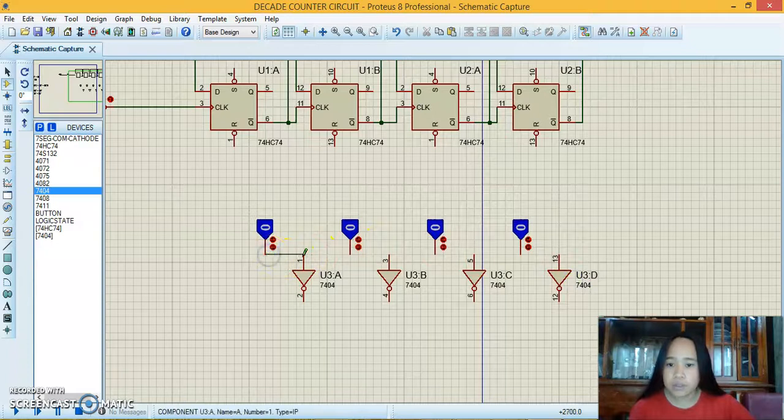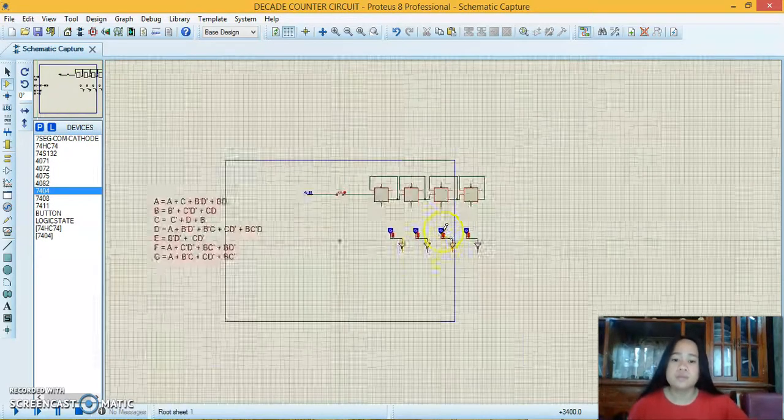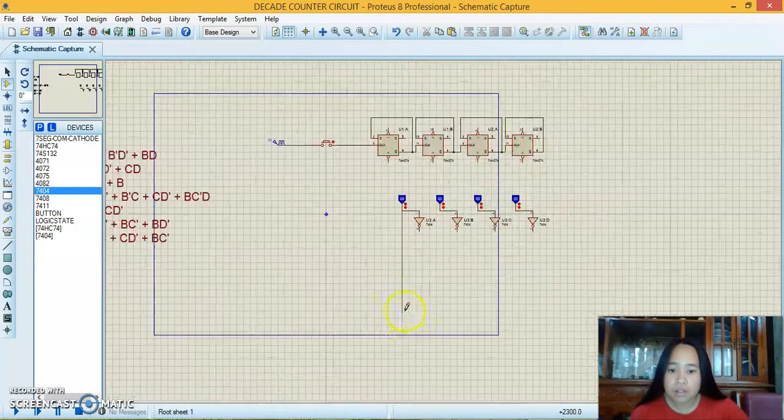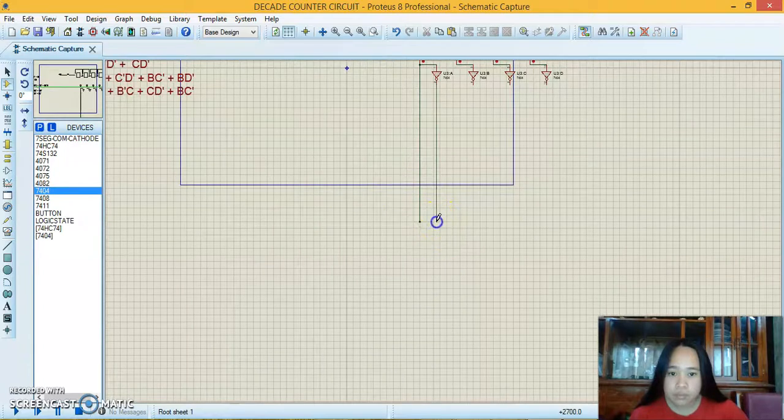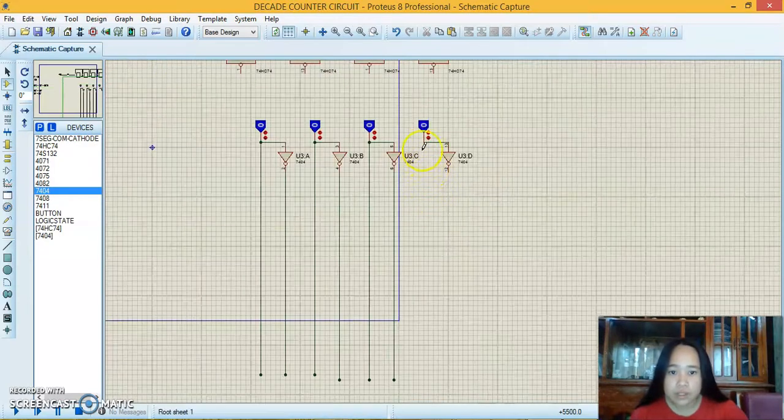Let us connect this one here. Let us make a wire, a long wire. Here. Same process. Save it here.